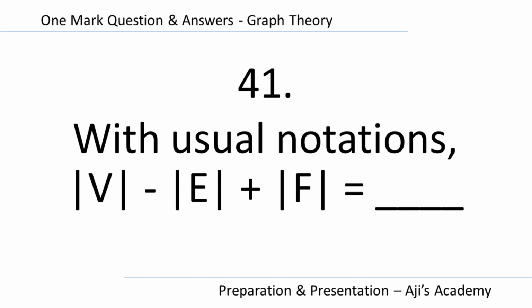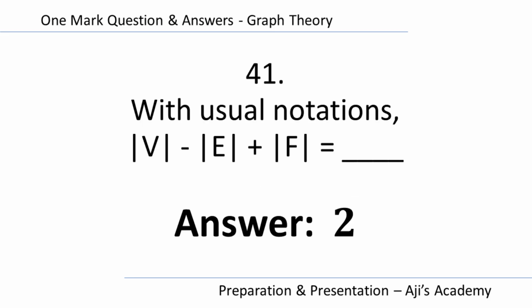Question number 41. With usual notations, cardinality of capital V minus cardinality of capital E plus cardinality of capital F equal to dash. Actually, this is a theorem that is called Euler's polyhedron formula. So answer is 2.